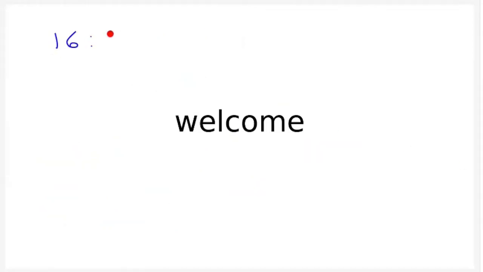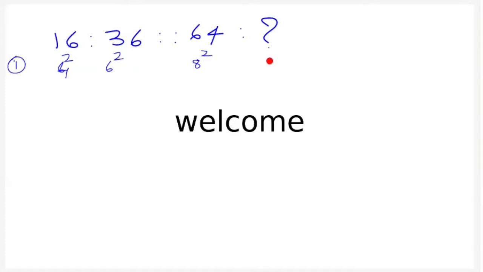16 is to 36, without option. What can be the answer? We are going to judge first and then we'll move towards the questions. First, what can be the answer? We are going to judge without option. You can say this is 4 square, 6 square, 8 square. So this can be your answer. 10 square. So 100 can be your answer.